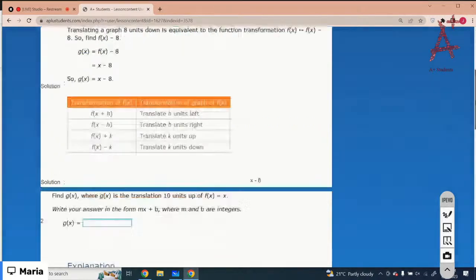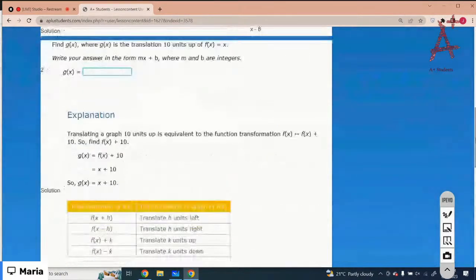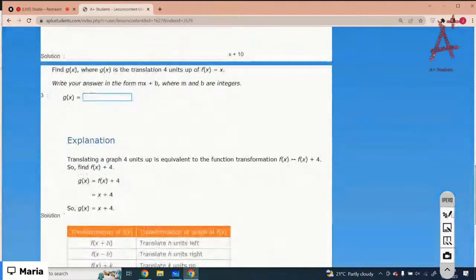Just keep this table in your mind, and that would be very helpful for you. Okay, find g of x, where g of x is the translation 8 units up. So now you have to go 8 units up. That means you have to add. Here, the function would be x plus 10. Okay, find g of x, where g of x is the translation 4 units up. So the original function is f of x equals x, it would be x plus 4. If it is up, you have to add. If it is down, you have to subtract. That's how we transform the linear functions.